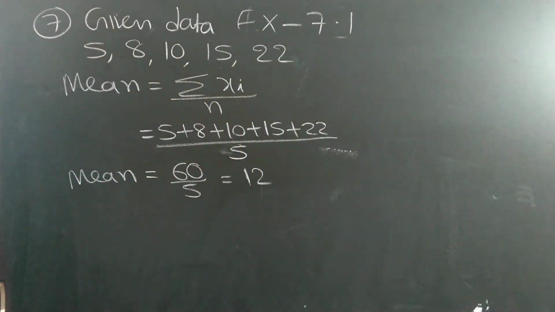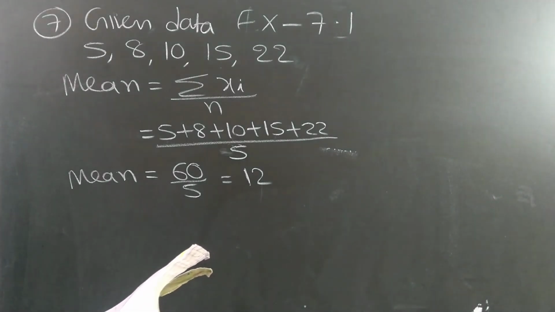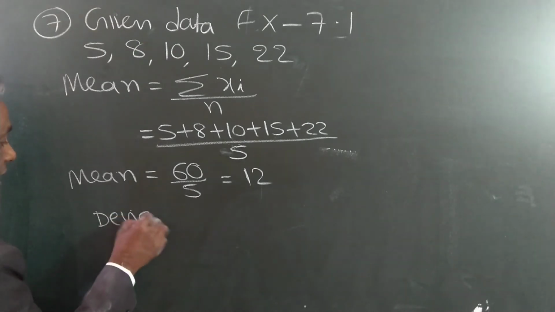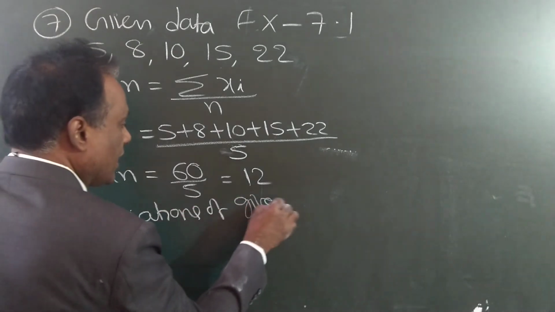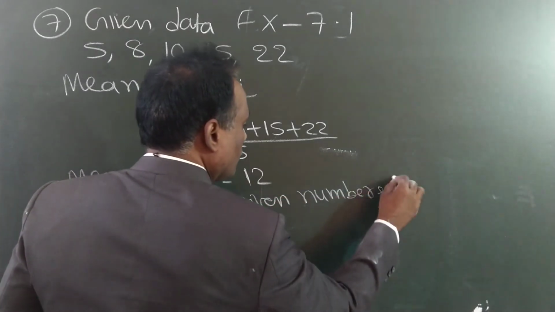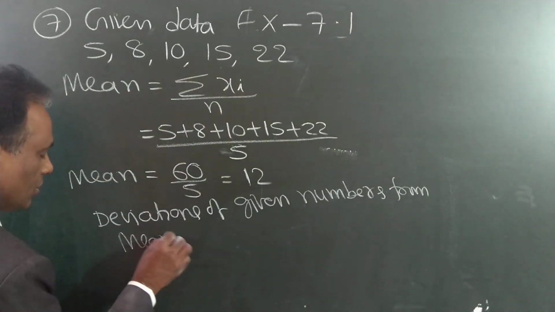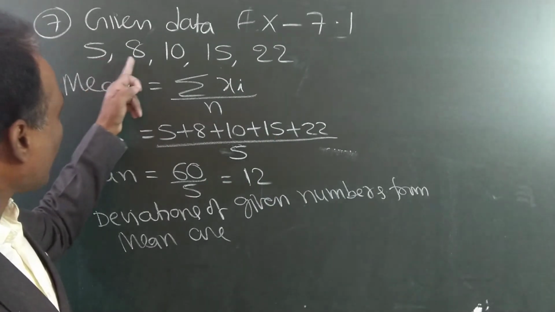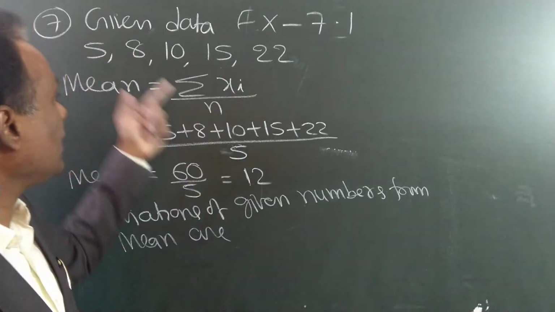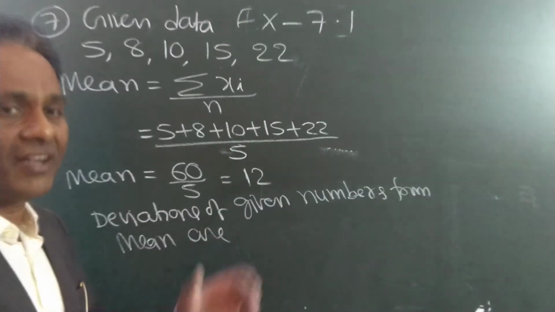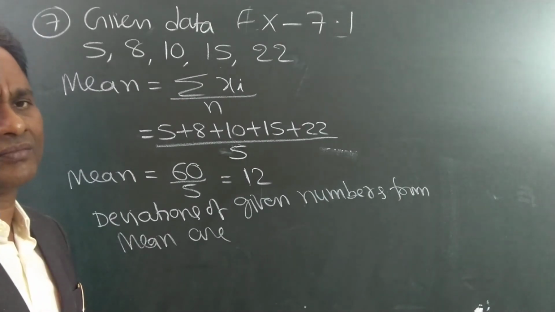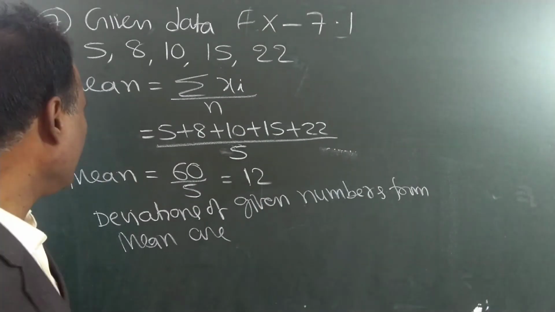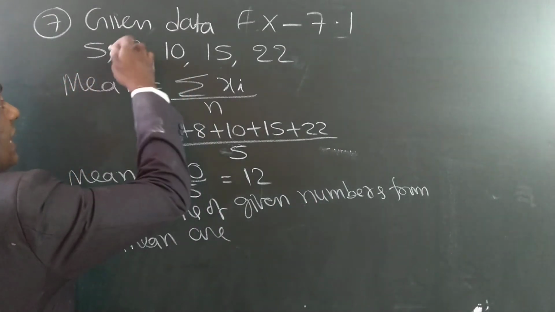Deviations. Deviation means subtraction. Sum of deviations of observations. Deviations of given numbers from the mean. What is the deviation of 5 with 12? Deviation of 8 with 12? Deviation means minus, subtraction. Deviation means difference. Difference is nothing but subtraction. Difference of 8 and 5 is 3. How? 8 minus 5. Or you can tell 5 minus 8. Any order. So deviations of given numbers from the mean means from each number you have to subtract 12.